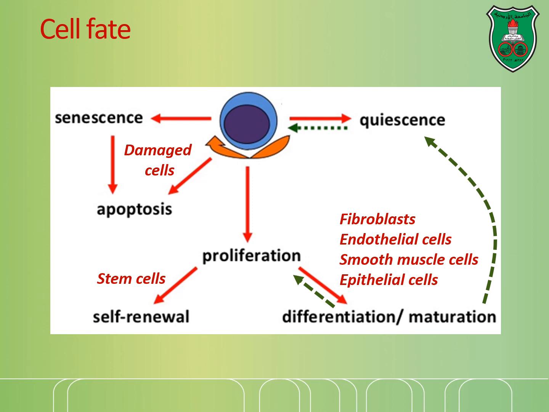So basically, this is the fate of cells. So you have a cell in here. The cell can undergo proliferation in normal cases. Now, for stem cells, they keep on going through self-renewal. Now, some of these stem cells, by the way, stay quiescent until the tissue is damaged, or when there's a signal that tells stem cells to differentiate. So these cells can undergo differentiation and maturation.